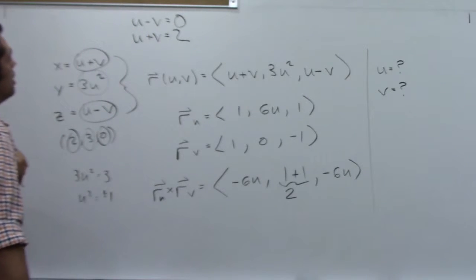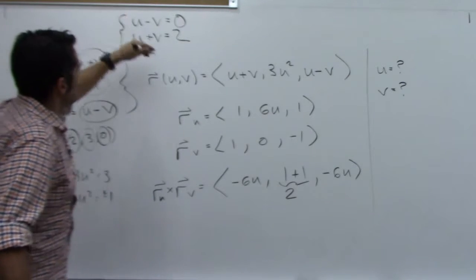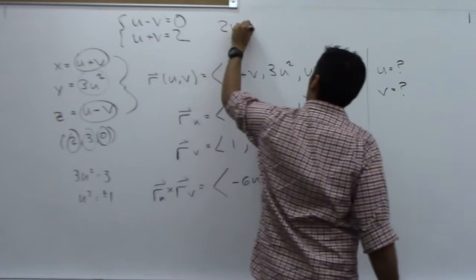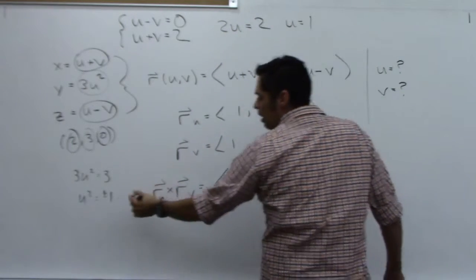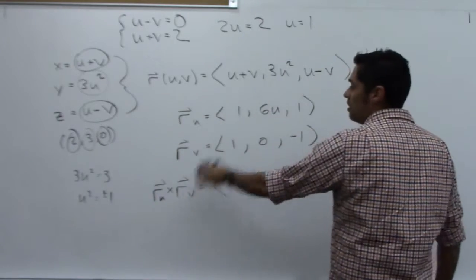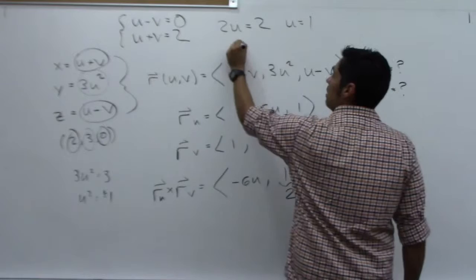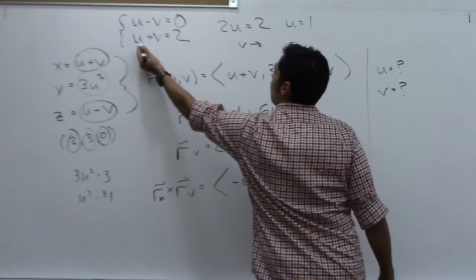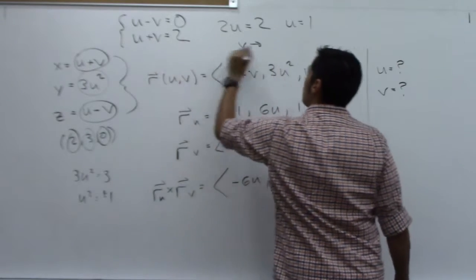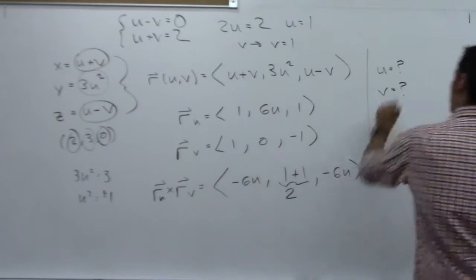That's a system of equations. I can do this one by elimination, just adding down. I get 2u must be 2, which means u must be 1. So u had to be 1. I narrowed it down better this way. And once I know what u is, I can get v. I know u is 1, so 1 plus v is 2, so v must be 1 also. So (1, 1).